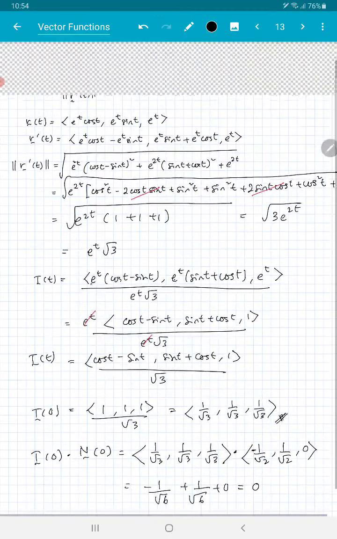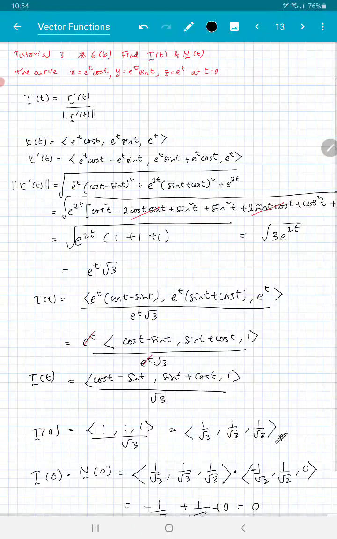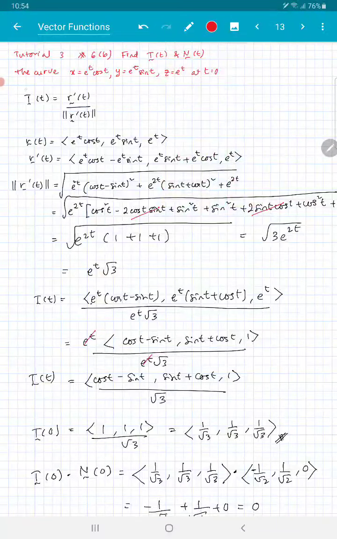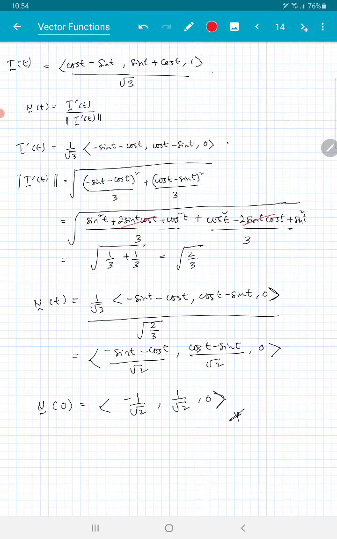So that is how you find the unit tangent vector and unit normal vector, and for all of them you just need to use the formula. The unit tangent vector is r prime divided by the magnitude of r prime, and the unit normal vector is T prime divided by the magnitude of T prime, and they are orthogonal to each other.